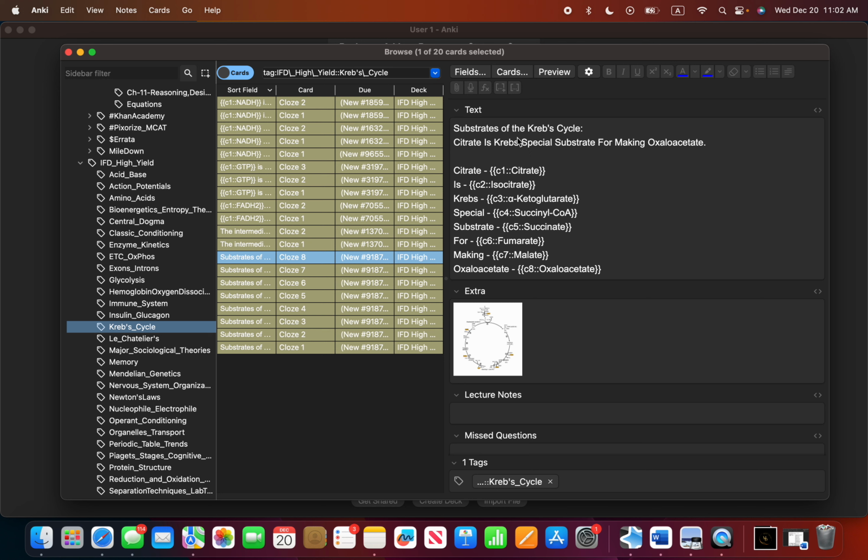Substrates of the Krebs cycle. Citrate is Krebs' special substrate for making oxaloacetate. Again, citrate is Krebs' special substrate for making oxaloacetate.